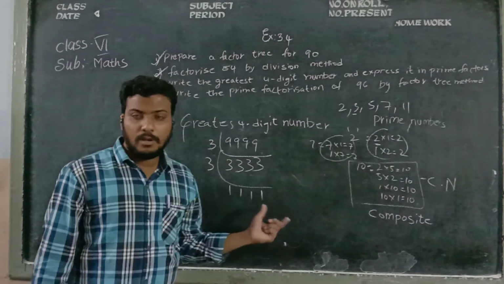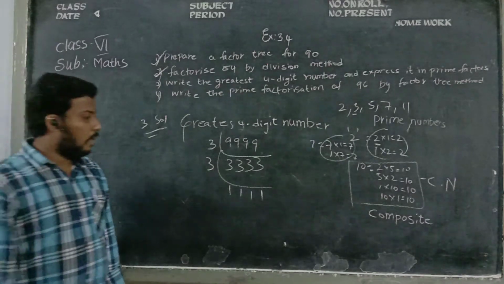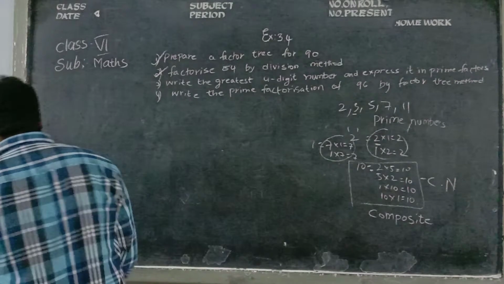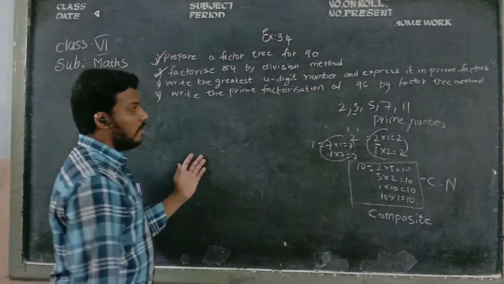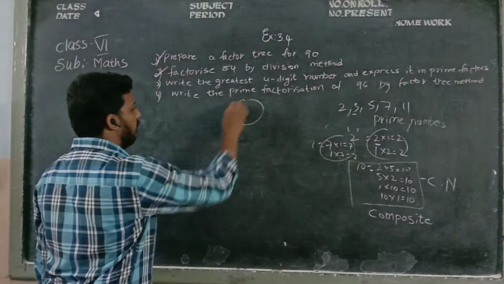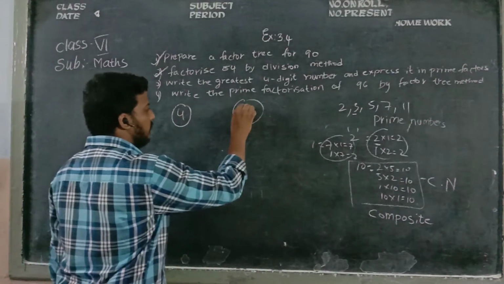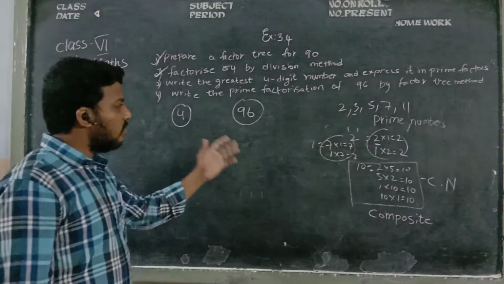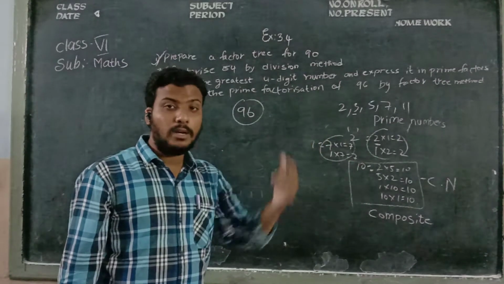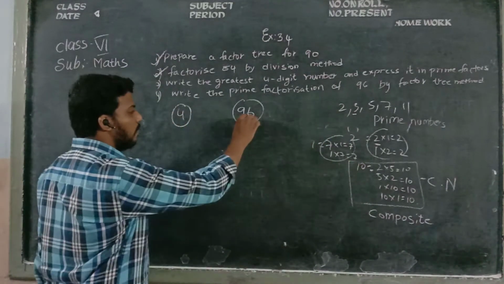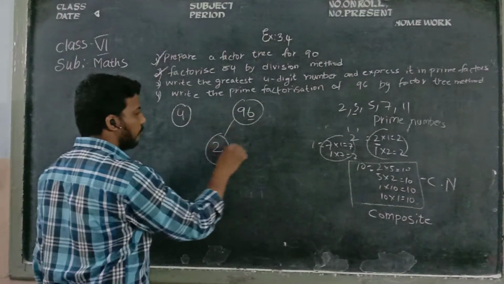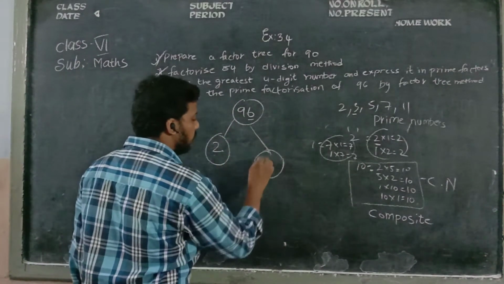So children, this is our third problem. Next, fourth problem. That is, again they ask: write the prime factorization of 96 by the factor tree method. Again the same concept, factor tree method. You know that. 96. Okay children, is 96 divisible by 2, 3, 5, 7, 11? Which number? 2, children, because in its ones place it is an even number, that is 6. So 2 into 48.